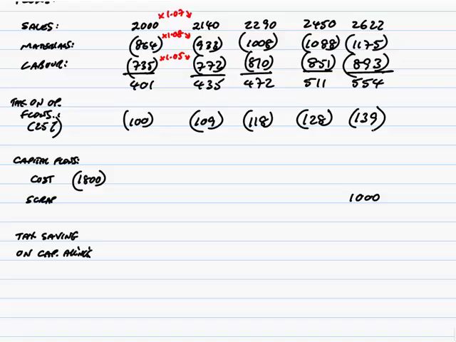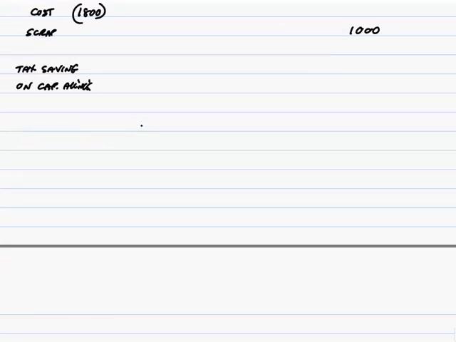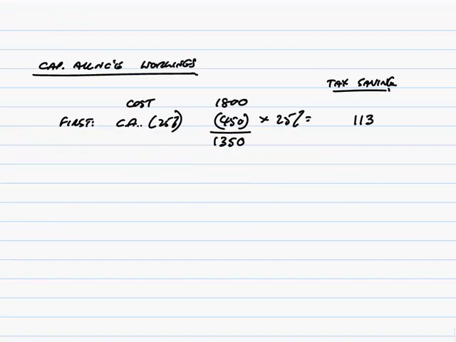So our first tax liability was at time 1, and therefore we assume we'll make a saving here of 113 at time 1. And of course each subsequent saving will be 1 year later.